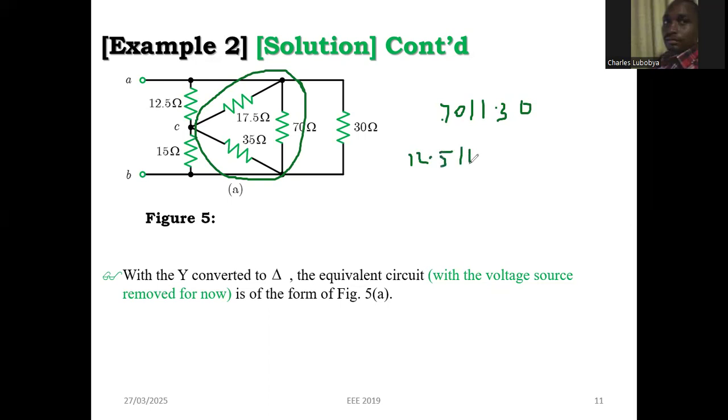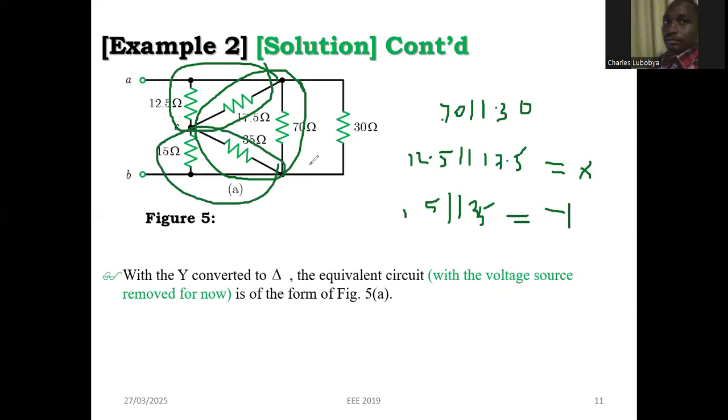The 12.5 is in parallel with the 17.5. The 15 is also in parallel with 35. The answer you get here, let's call it X, and the answer you get here, let's call it Y. Your X is what you get when you parallel these two, and your Y is what you get when you parallel the 15 and the 35.